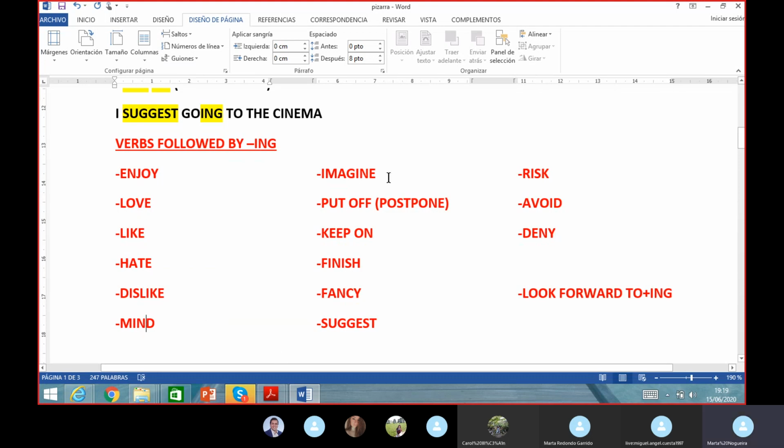Mind es importar. Put off es posponer. Keep on, seguir, o keep a secas. Terminar. Fancy es gustar. Suggest, sugerir. Risk es arriesgarse. Avoid, evitar. Deny, negar. Look forward to tener ganas de algo.